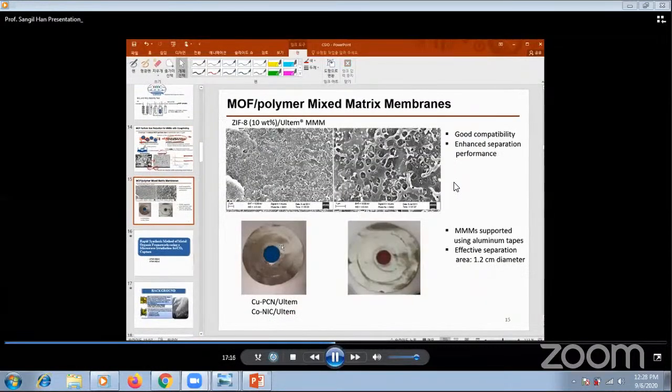So this was successfully done, and the ground MOFs were mixed with Ultem polymers to produce the mixed matrix membrane. On this SEM image, you see the white MOF particles are dispersed. And the picture below shows membranes we made with different MOFs, CoPCN and CoNIC. One shows the blue color, the other one shows the red color.